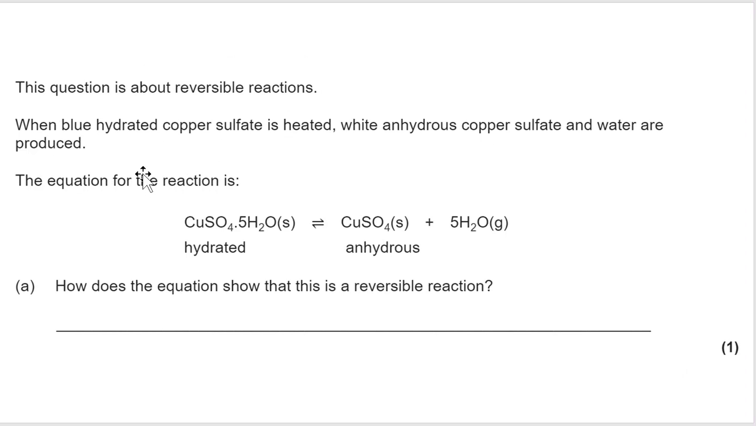We've got reversible reactions. When blue hydrated copper sulfate is heated, we get white anhydrous copper sulfate and water produced, and we've got the equation provided. How does the equation show it's a reversible reaction? This is where you need to write out the symbol for reversible reactions as already provided.